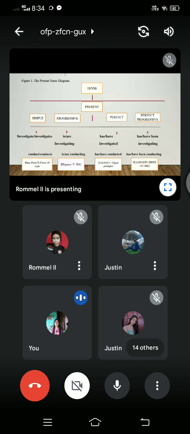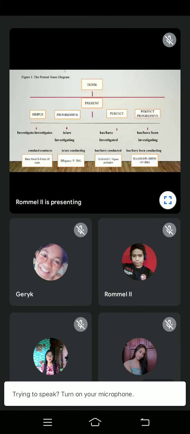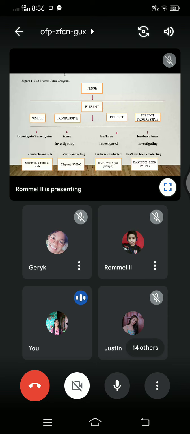In simple, we'll just add s at the end. Example of this is investigate. In simple, it becomes investigates. So let's move on to progressive. We'll use is or are and add ing. Progressive is, are, and add ing: is investigating, are investigating.